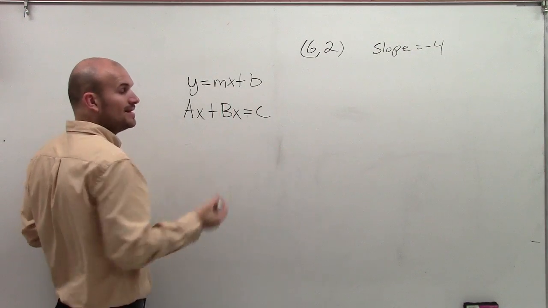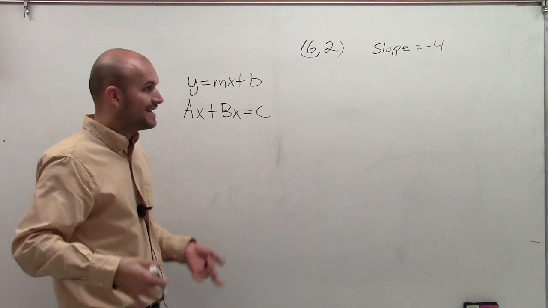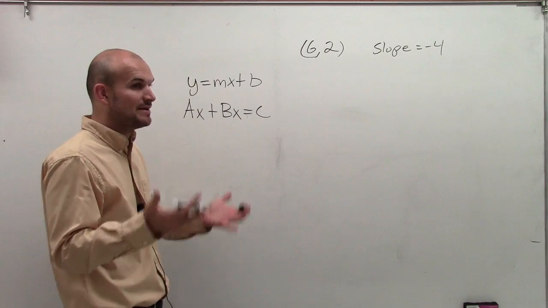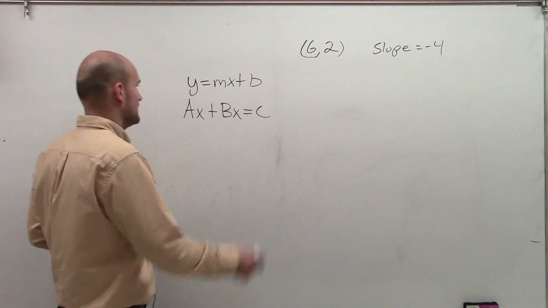Okay. So this is slope-intercept form, and this is standard form. There's another form that's helpful, which we call point-slope form. The reason it's helpful is because when you have a point and you have a slope, you can use this formula, all right?